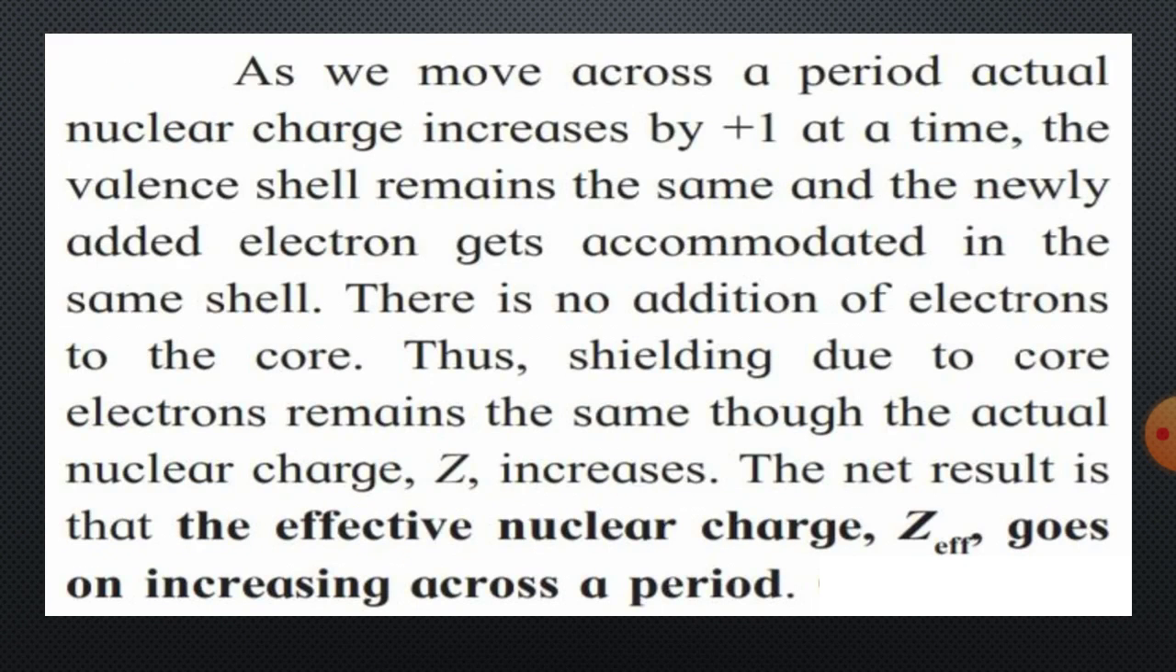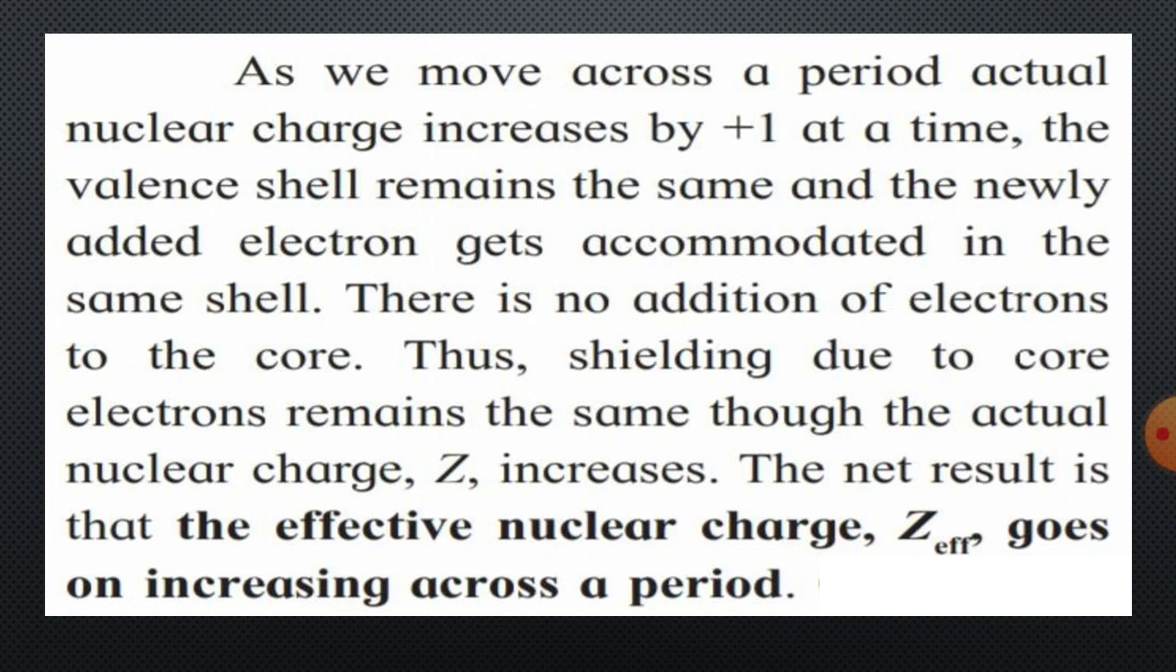As we move in the periodic table across the period, nuclear charge is increasing by 1 at a time. Why? Because the atomic number is increasing by 1. As we move in the modern periodic table, in any of the periods, in the first, second, third, any of the periods, the atomic number is increasing by how much value? It is increasing by 1. So here the nuclear charge will also increase by 1.